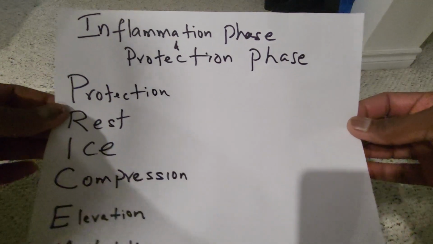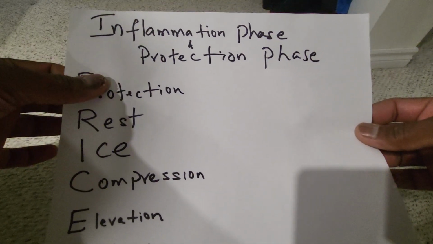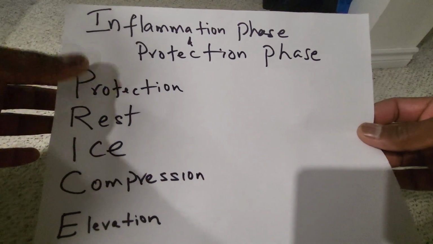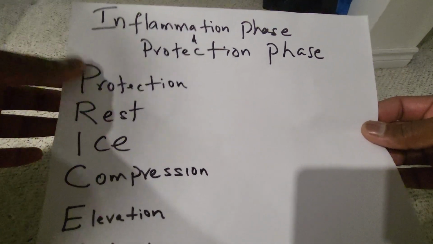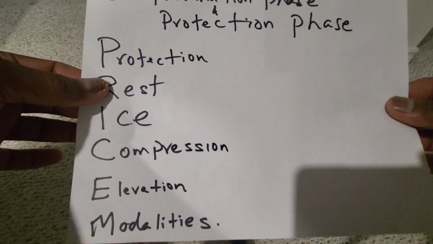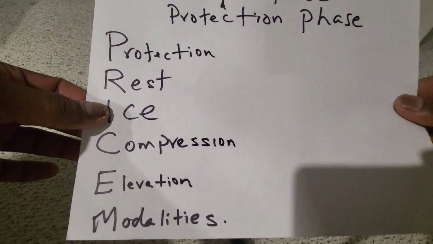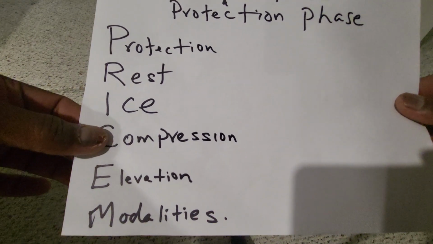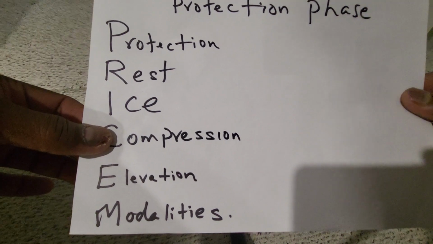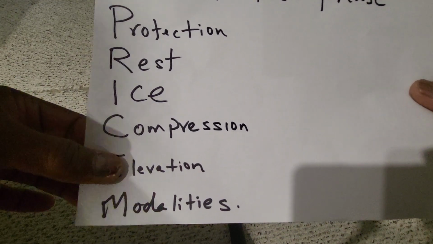So this is the plan for the inflammation and protection phase. We talked about protection by using splints or cast or even using rigid taping. We talked about rest, avoiding any activities which can aggravate the problem or make the injury worse. Icing to reduce swelling, to reduce pain. Compression, we talked about how to use the tensor bandage to reduce swelling. We talked about the importance of elevation.